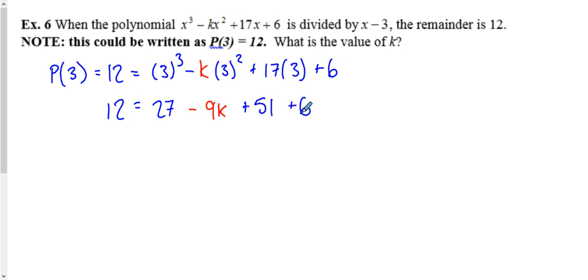And that plus 6. Ultimately, I want to get k by itself, so I'm going to move all the numbers all to the left here. If I move all my numbers to the left, I get minus 72 equals negative 9k. So therefore, if you divide both sides by negative 9, k has to equal positive 8. You could do a quick check by subbing in positive 8 into this polynomial, doing the remainder theorem again, and you're looking for an answer of 12, which of course it should work out.